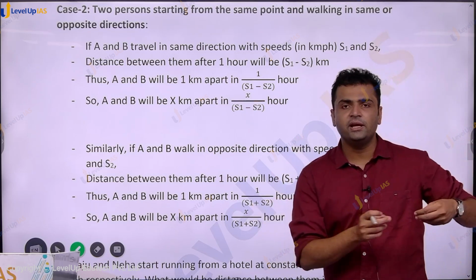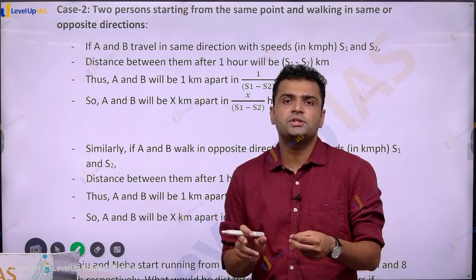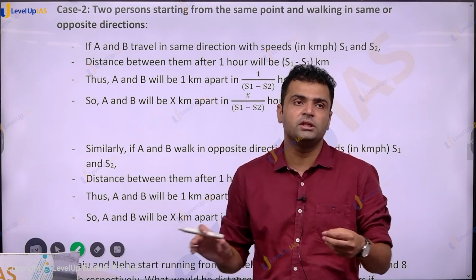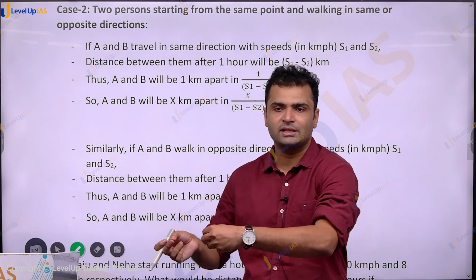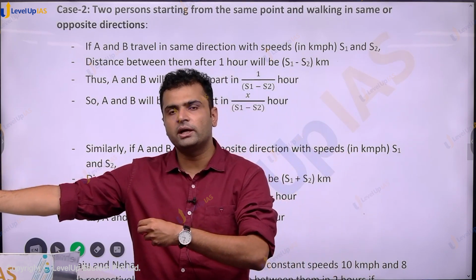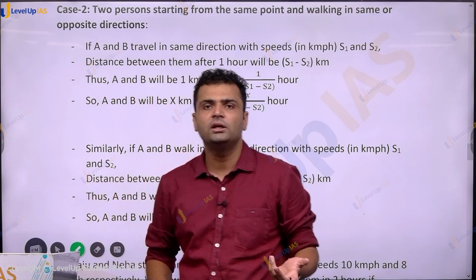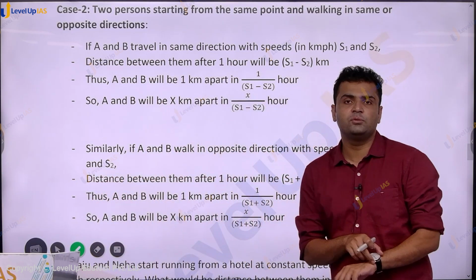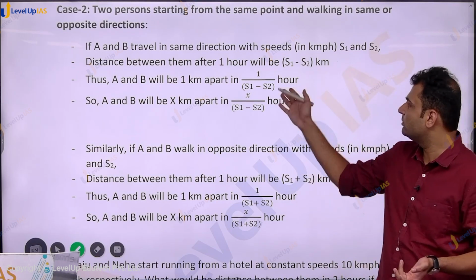Basic thing is, if they travel in the same direction, the speed with which the distance between them increases is S1 minus S2. S1 will go ahead of S2, so distance between them is S1 minus S2. In the second hour also, it will again go ahead by S1. It will go ahead by S2, so it is 2 times S1 minus S2. That will be the distance between them. So the speed with which distance between them will increase is at the rate of S1 minus S2.